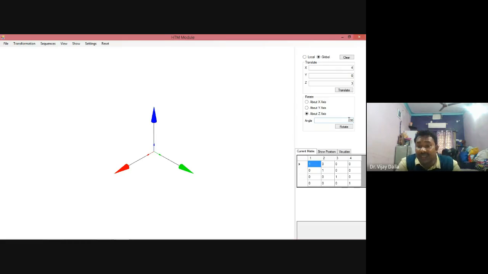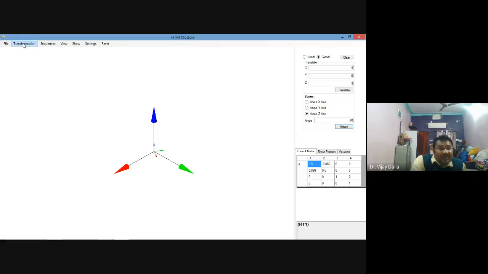Suppose I am putting here 60 degrees. So see the rotation in the axis. And accordingly, the values of this homogeneous transformation matrix are being changed according to the rotations or translations in the axis.